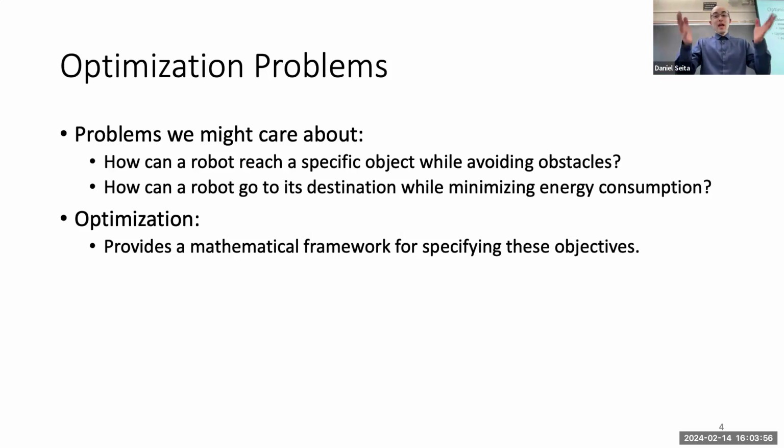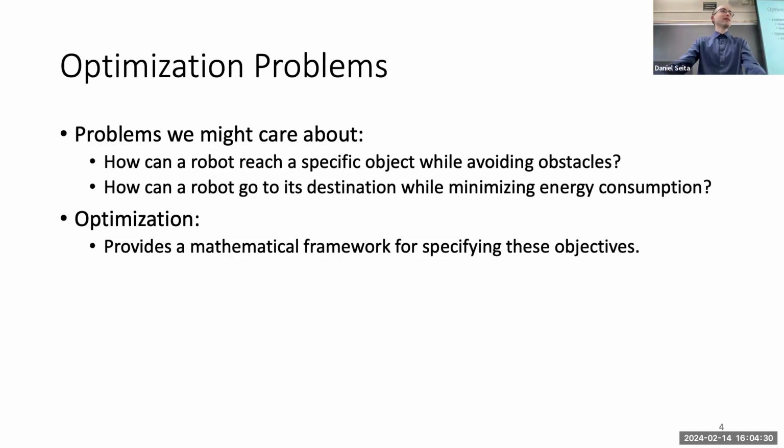In robotics, there are different problems that we might care about. How can a robot reach a specific object while avoiding obstacles? Or how can a robot go to its destination while minimizing energy consumption? The idea of optimization is to try to formalize that. We need some kind of consistent framework for formalizing that, and it also makes it a lot easier to specify it in code. When you have code, you need to be able to say, here is my objective, here are my constraints.